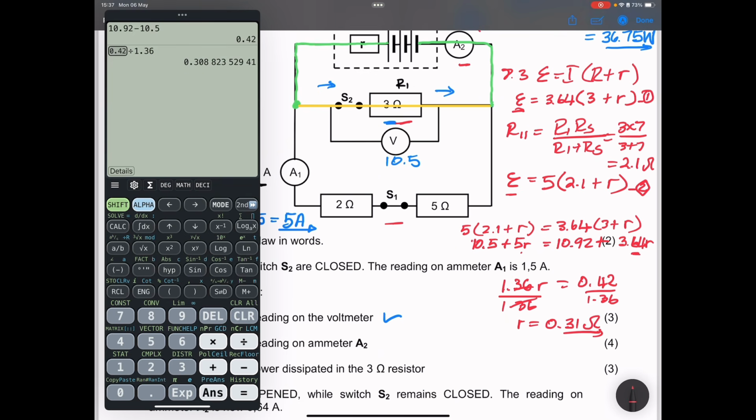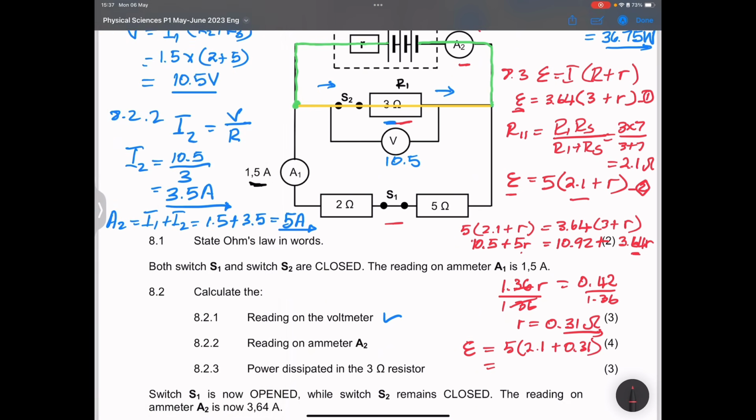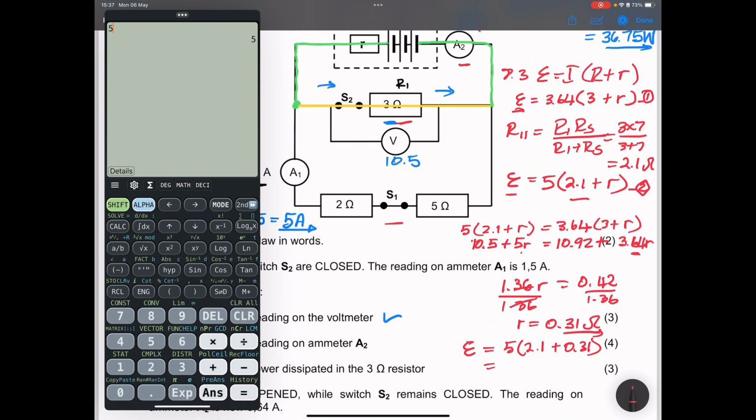So now I've got the internal resistance. I can now find out what the EMF of the cell is. I can substitute into either of those two equations, so I'm going to substitute into equation 2. So the EMF of the cell would be 5 times 2.1 plus 0.31. I get 12.05. So that is the EMF of my battery.